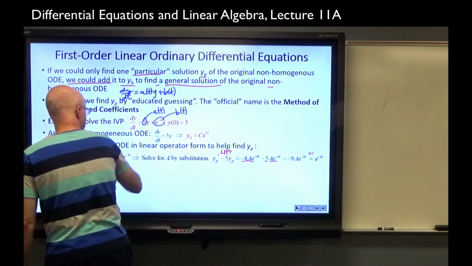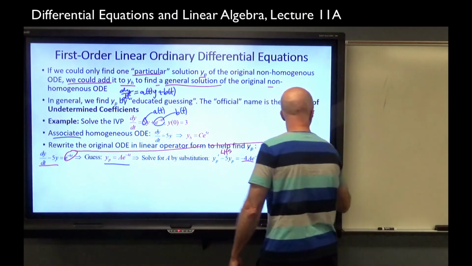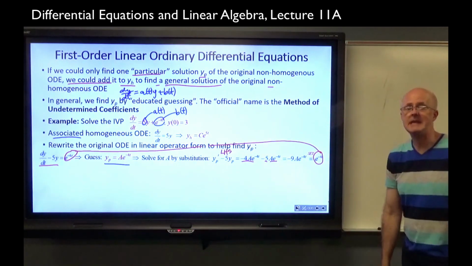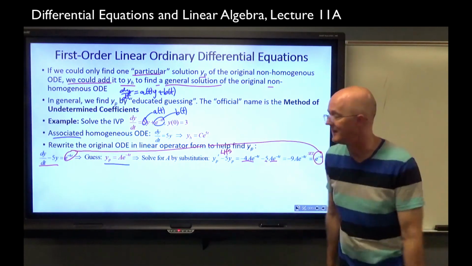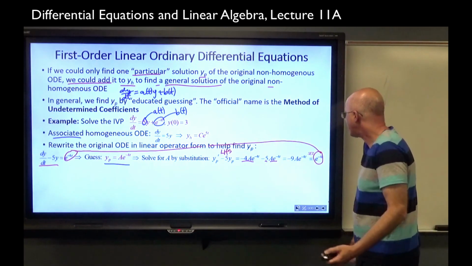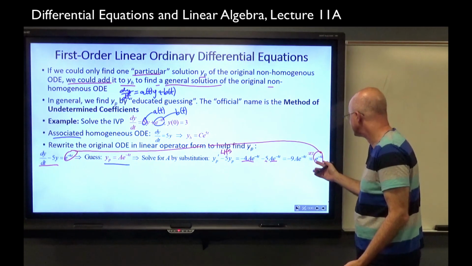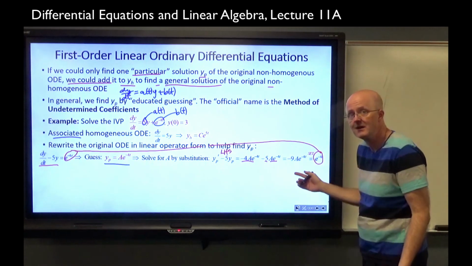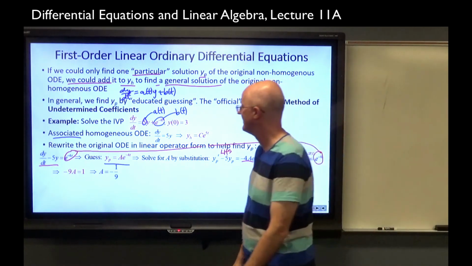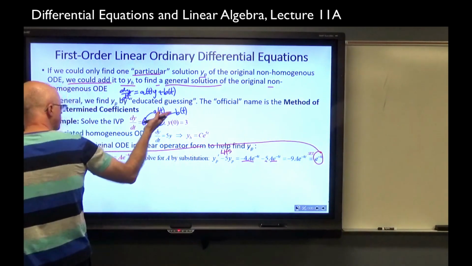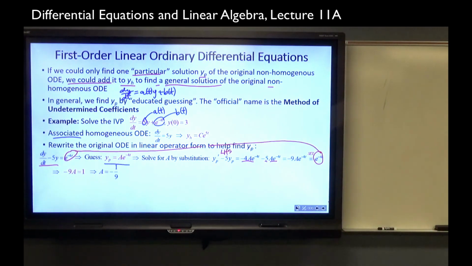This thing needs to match that thing. And I want these to be equal no matter what t is. Left-hand side has to equal right-hand side for all t. The only way that's going to happen is if negative 9a is the same as the coefficient of this, 1. Negative 9a must be 1. Therefore, a is negative 1/9. c is arbitrary, a is something particular.